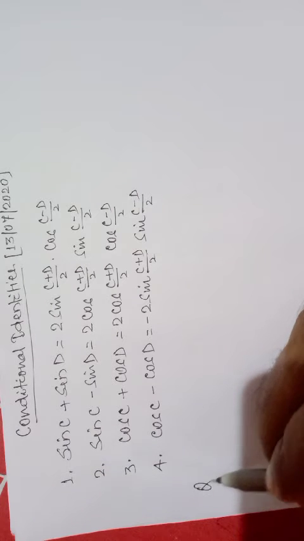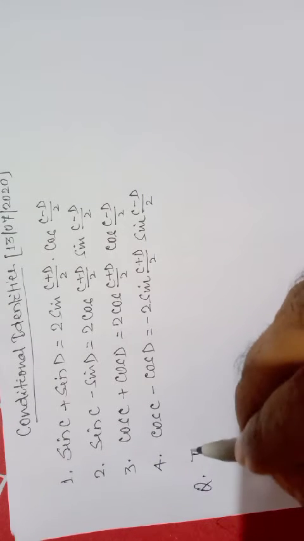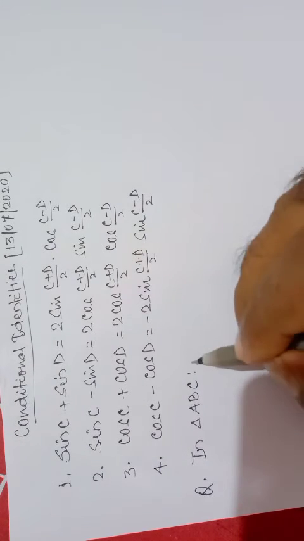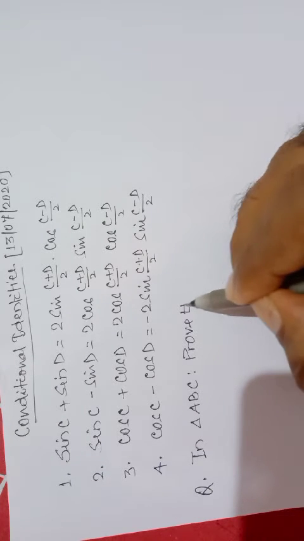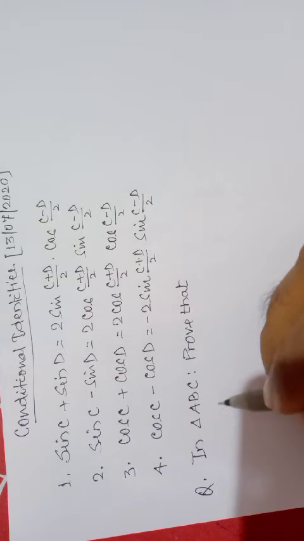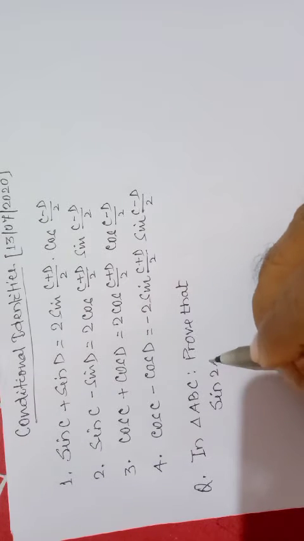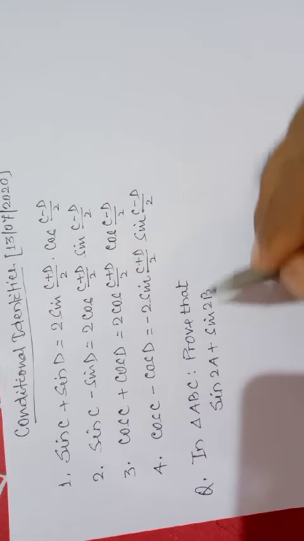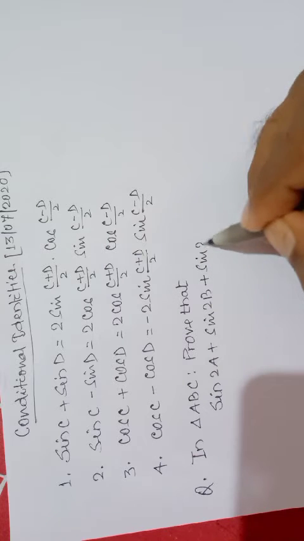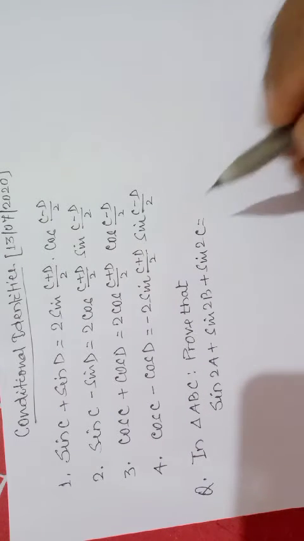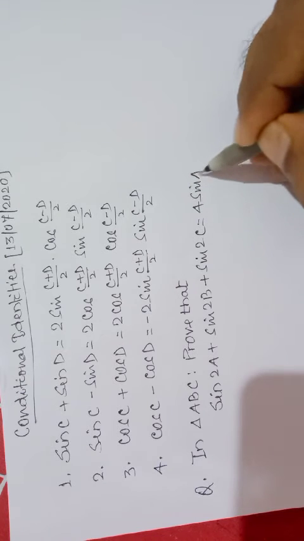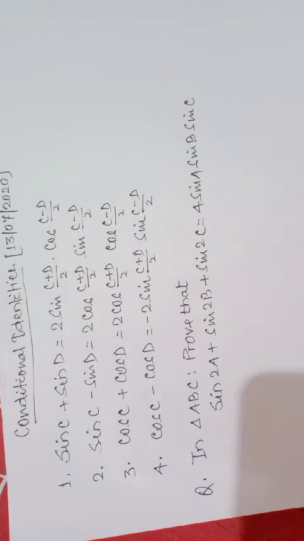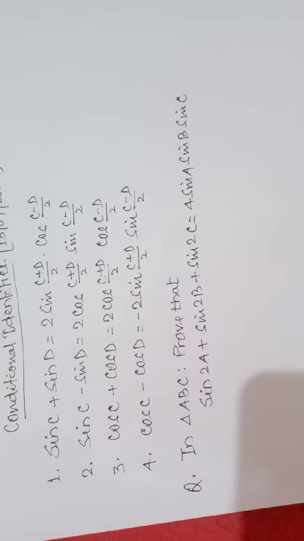See the first question. In triangle ABC, prove that sin 2A plus sin 2B plus sin 2C is equal to 4 sin A into sin B into sin C. This is your first identity for the conditional part. First of all, see what is given.